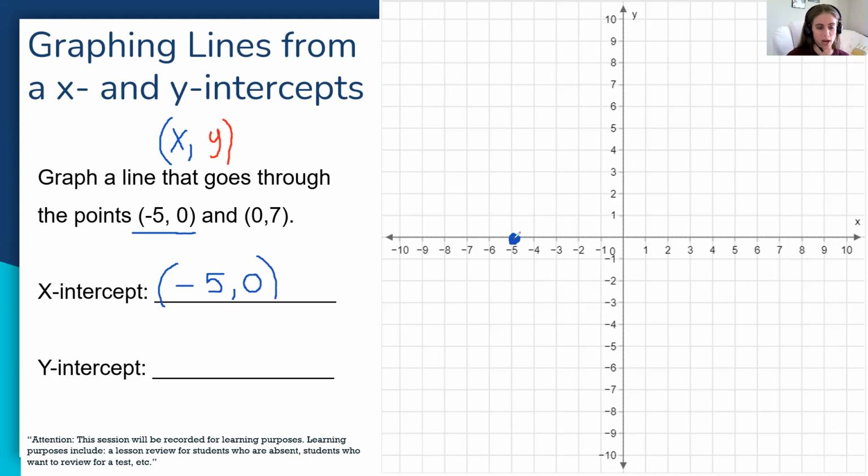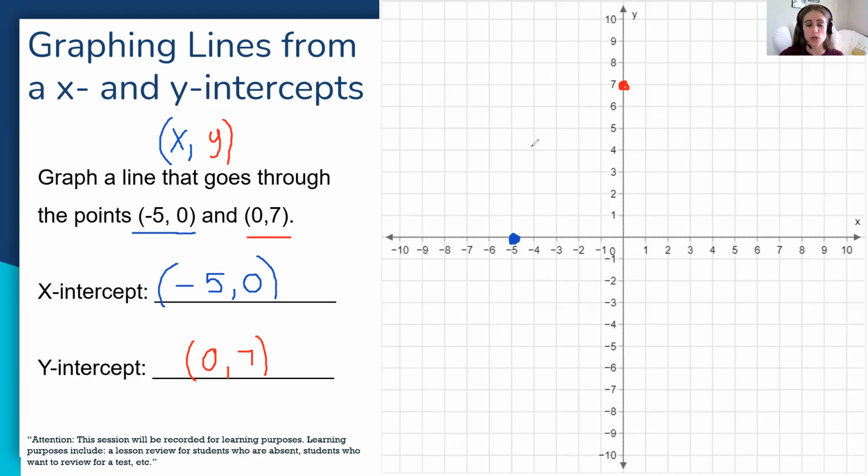When we graph that, it is right here. So we go over -5 on the x-axis, nowhere on the y. It's on my x-axis, meaning it is an x-intercept. If we look at our second point here, 0, 7, that would be our y-intercept, because we are going nowhere along the x and we are only moving 7 along the y. So we start at the origin, we go nowhere along the x-axis, but we do go up 7. There is our y-intercept. Now that we have those 2 points, we can draw the line.